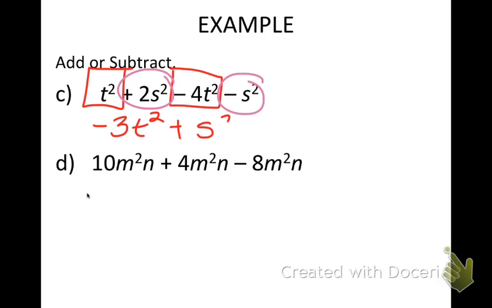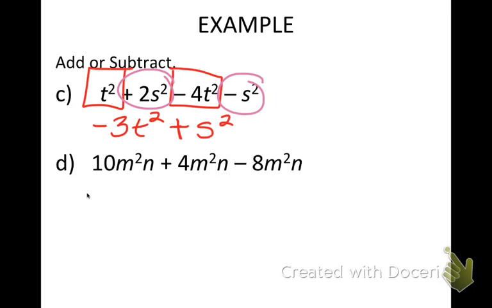Plus s squared, good. Now quick question. The degree of both those terms is 2. Which one goes first? The s. Usually you go alphabetically once you get to the same degree.